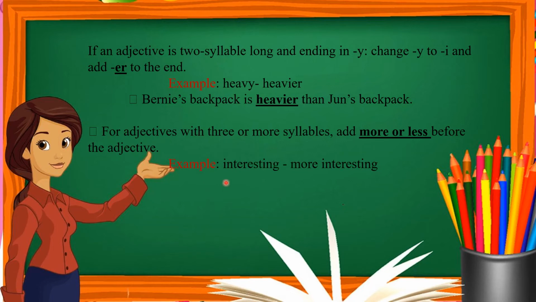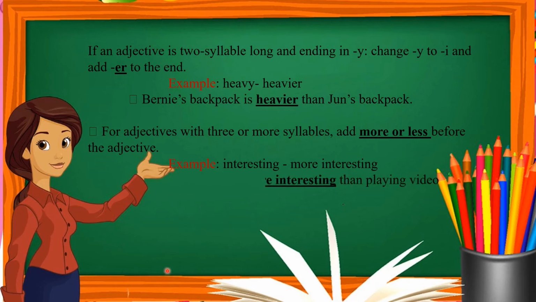Example, interesting. How many syllables is the word interesting? Yes, 1, 2, 3, 4. There are 4 syllables in the word interesting. So, more interesting or less interesting or most interesting? More or less. More interesting or, yes, this one, less interesting. Because you are comparing two.